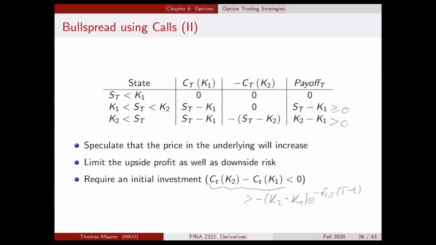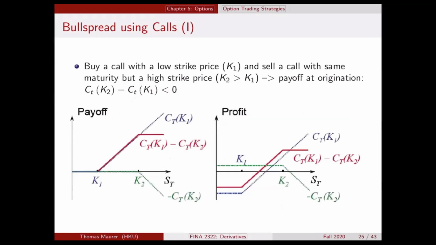Therefore, the initial cost cannot exceed the present value of this amount of money. Otherwise, your profit in the future will always be negative, which would then lead to an arbitrage. Notice that this argument is exactly the same as what we drew over here. It says that the cost is exactly such that we can lose money when the price of the underlying is low enough, but we do earn money if the price of the underlying is high enough.